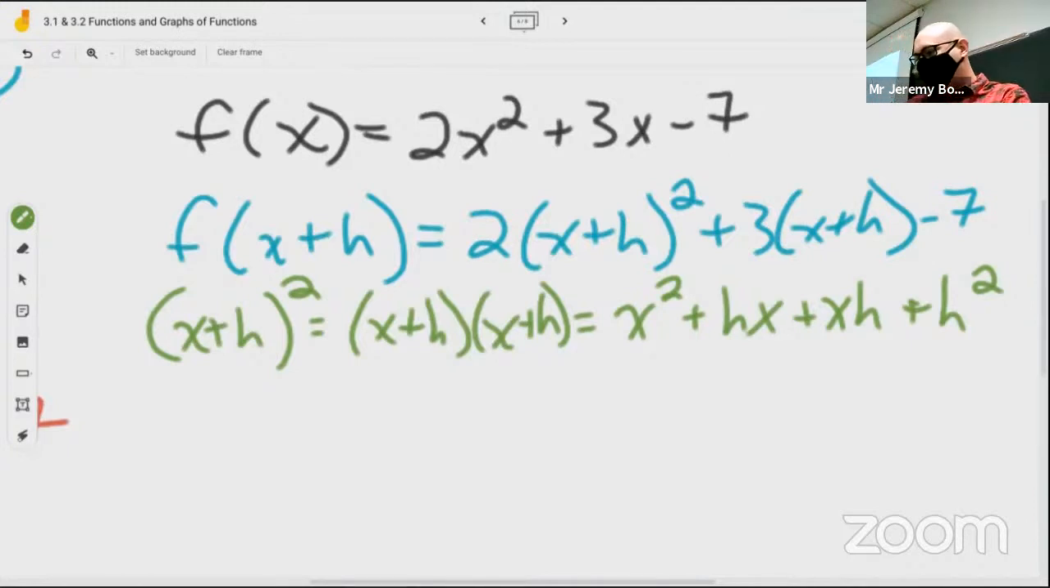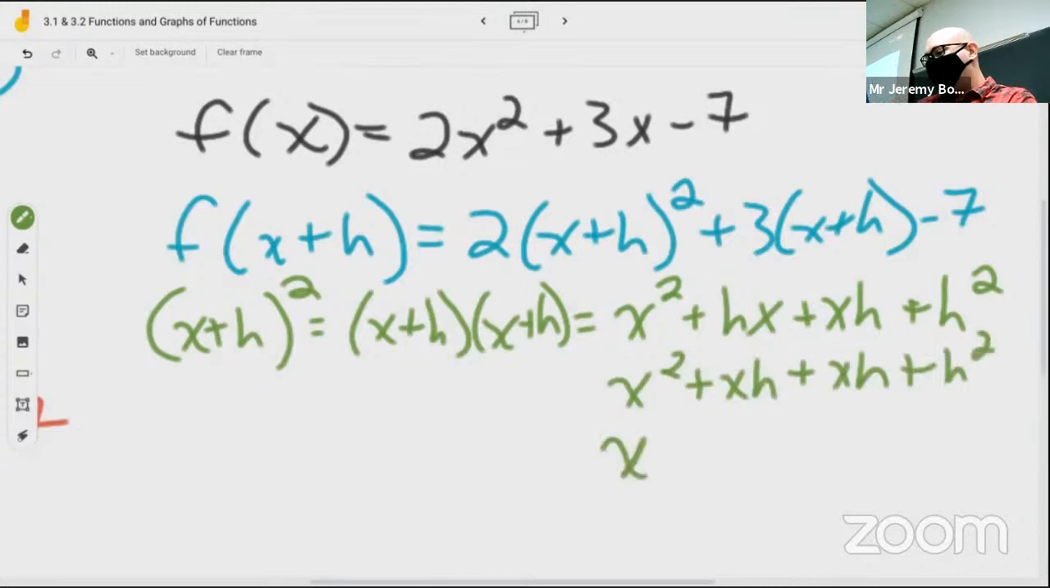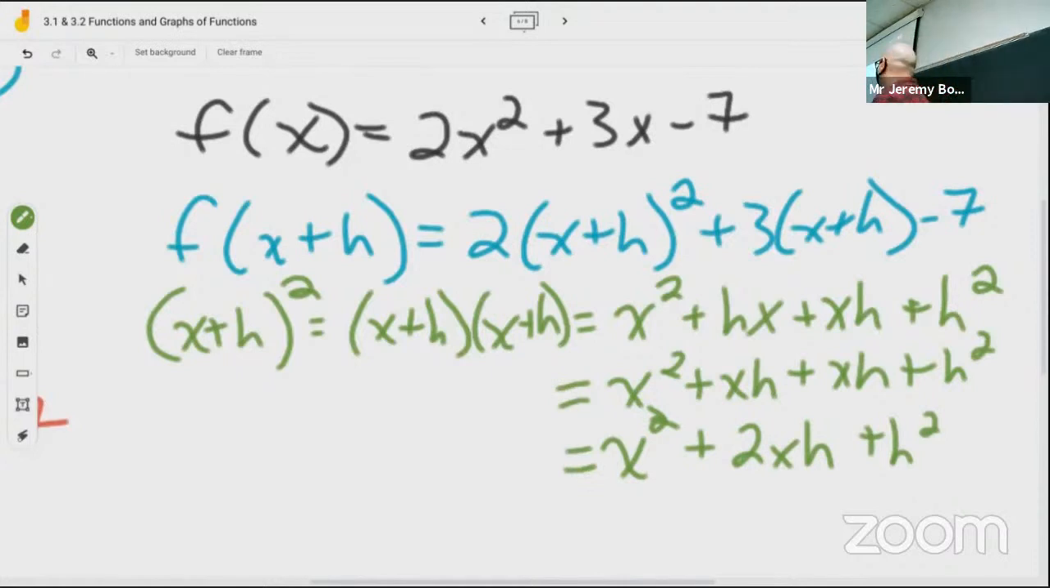So this is the same thing as x squared plus xh plus xh plus h squared, which is going to be x squared plus 2xh plus h squared. I like writing my x's before my h's. It really doesn't matter. That's totally up to you. It's just how I've always done it. Any questions on that?